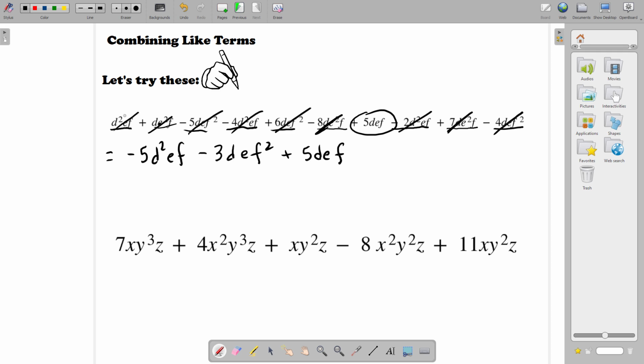So that entire expression, even though the variables were the same, the powers were not. And so I had to make sure that I found the terms that were like terms, that is, terms that had the same variables and the same powers in order to combine them.